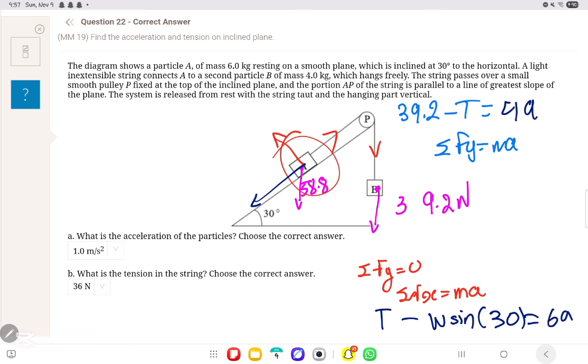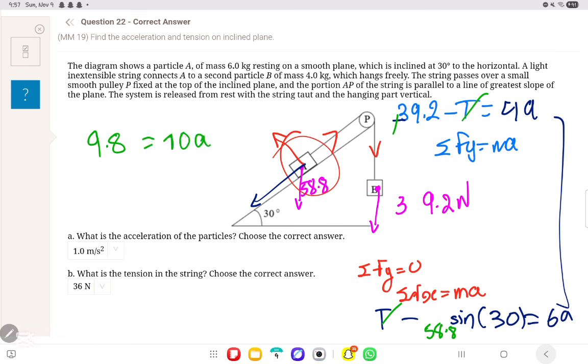Now, what we can do is add these two equations together. So 39.2 minus W, how much was the weight? The weight was 58.8, minus 58.8 sine 30. How much would this give me? 39.2 minus 58.8 sine 30. This would give me an answer of 9.8. So 9.8, and then the tensions will cancel out. Basically, adding these two equations together, is equal to 4a plus 6a, which is 10a. That means acceleration is 9.8 over 10, which is 0.98, which is approximately 1 meter per second squared.